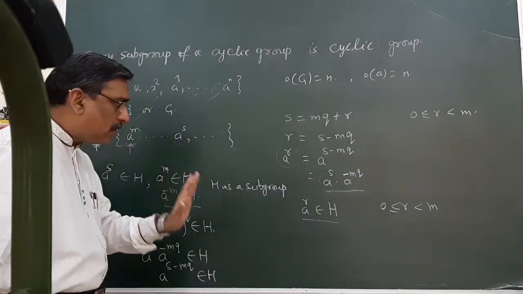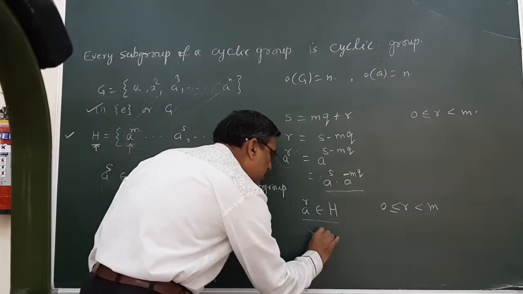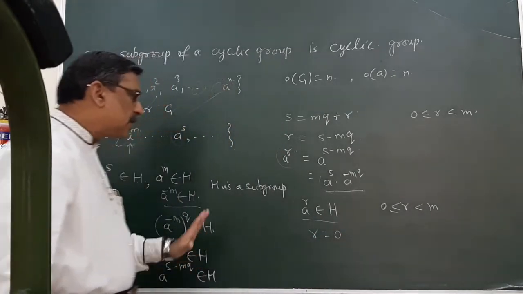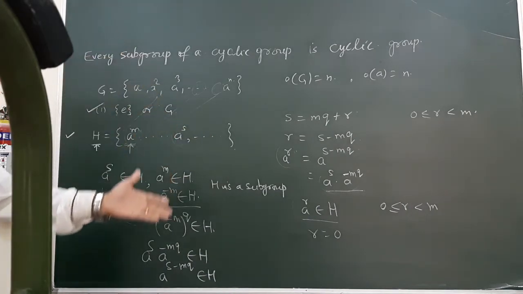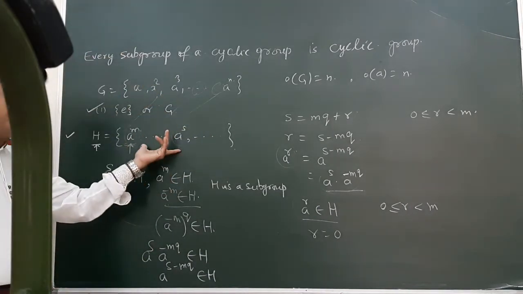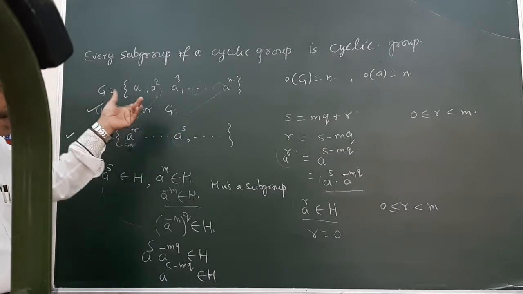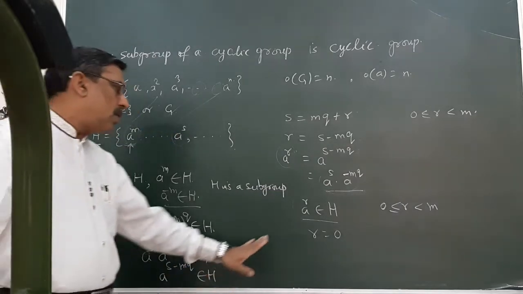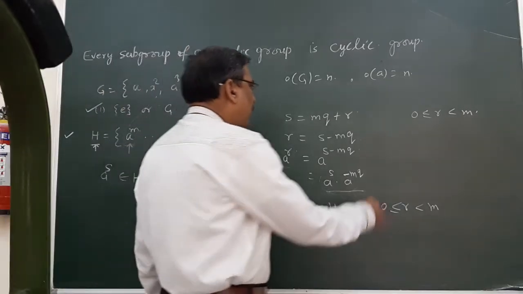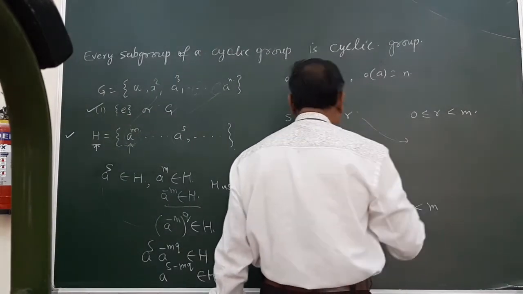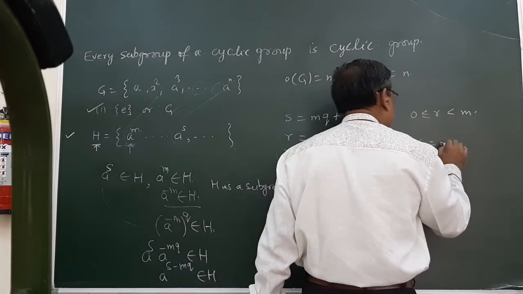It is possible only when r is equal to 0. If r is equal to 0, then a raised to the power 0, which is the identity, belongs to H. Naturally the identity is there since H is a subgroup. So r is equal to 0 is the result. So from this, I can write s is equal to nq.